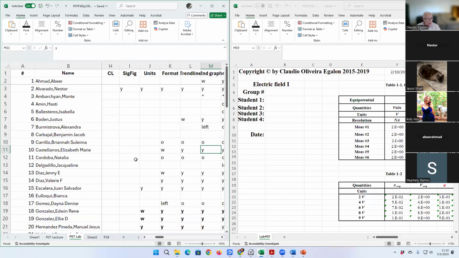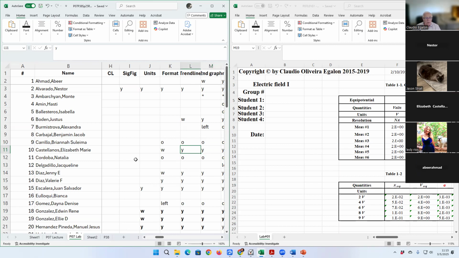Brianna didn't reply. Let's go to Elizabeth Castellano. Yeah, I'm here. Okay, good. So it looks like you finished the second graph, right? Yes. You got the trend line, right? And did you format the second graph? Yes. Okay. Next, did you work on the units of the tables? Yeah, I'm working on them right now. Okay, that's good.